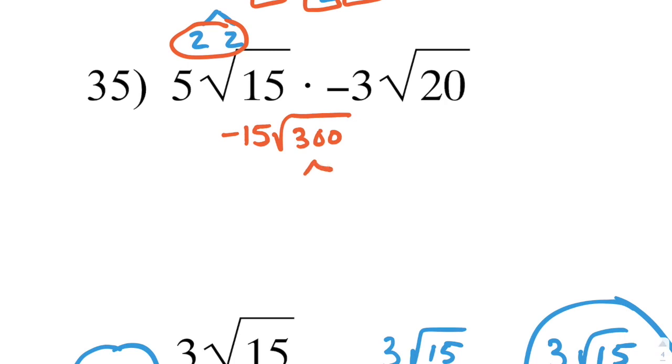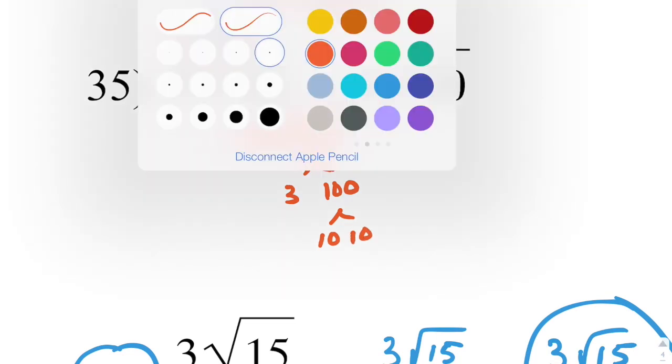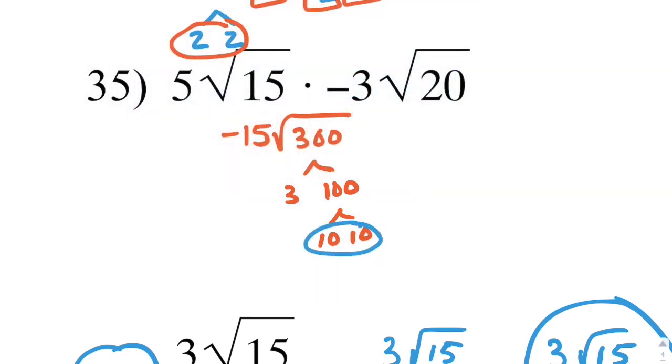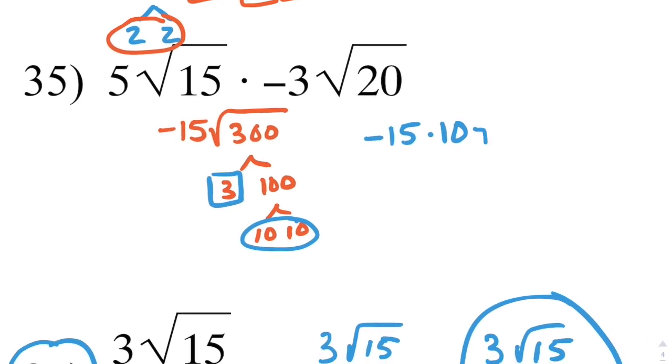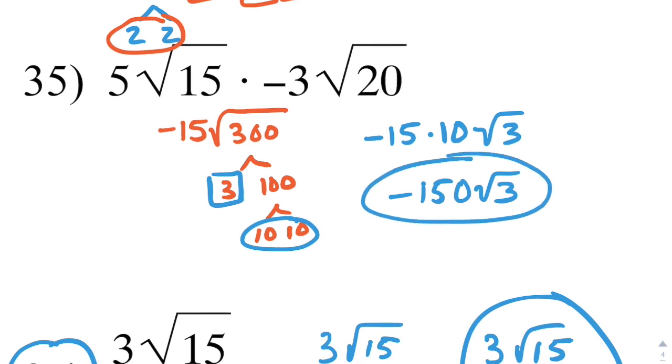Let's see. 300 is 3 times 100. And 100 is 10 times 10. I'm going to stop there because I see my group of 10s. So my original outside the radicals, negative 15, I'm going to multiply it by that 10, the group of 10s, and then what's left over is the square root of 3 under the radical. So negative 150 square roots of 3. That's my final answer.